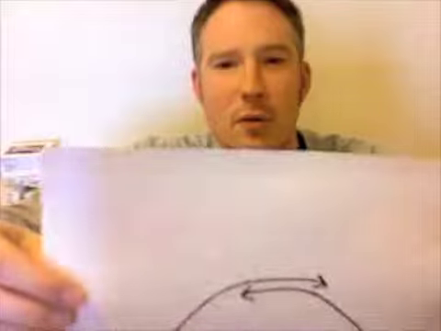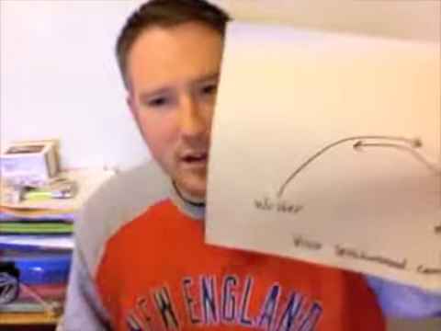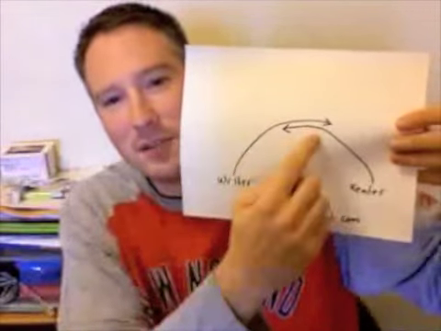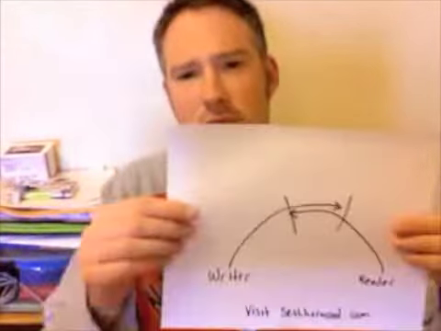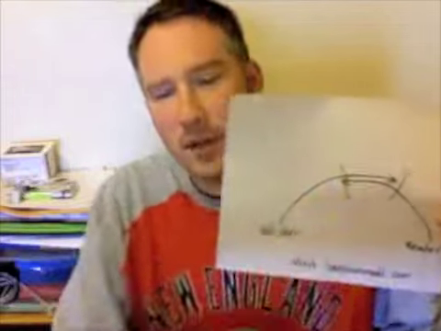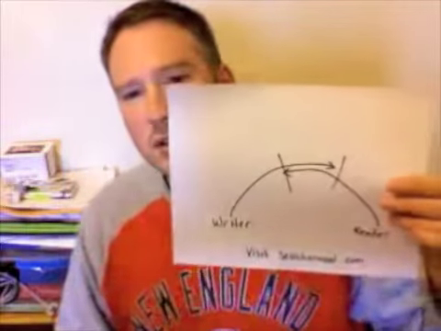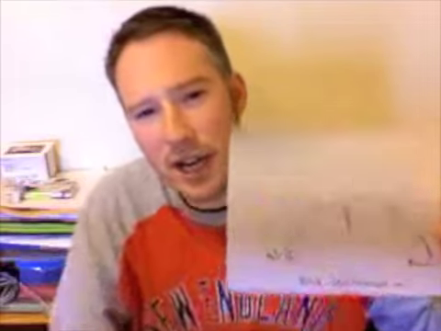So, instead of just going straight line from writer to reader, we want to look at a new sort of model here. We want to look at a model where the writer is putting in energy, and the reader is putting in energy as well. Now up here at the top, where the writer and reader are meeting, we want to call this area the zone. That's what you should be shooting for. A place where you're putting in energy, but there's space for the reader to put in energy too.